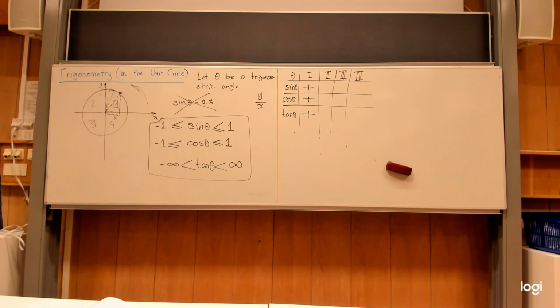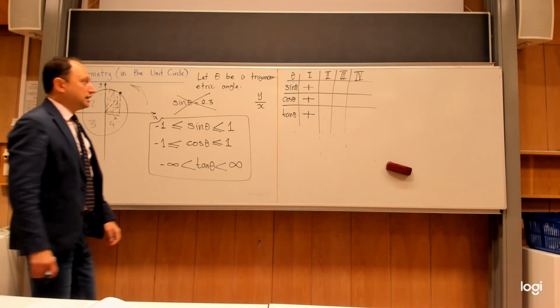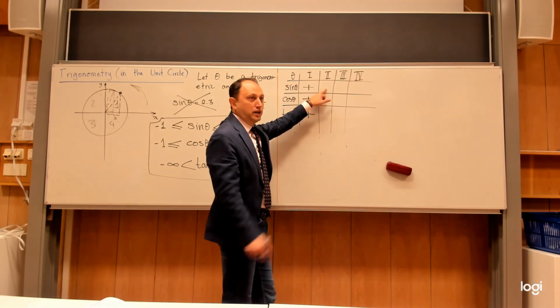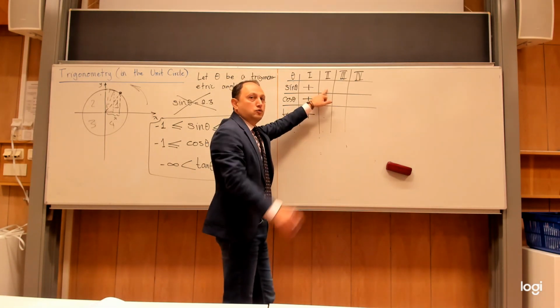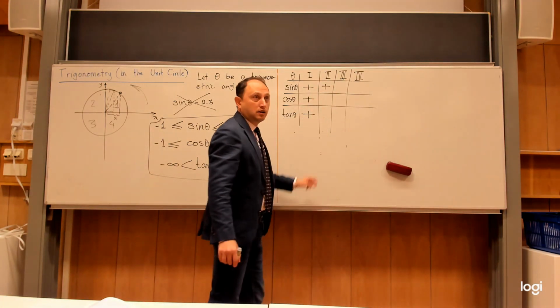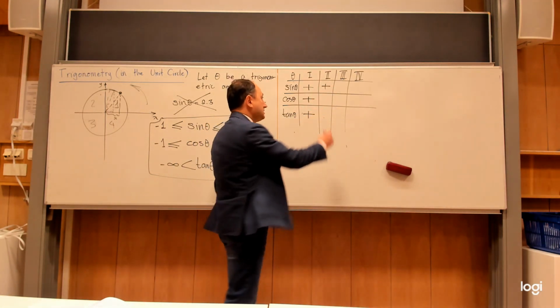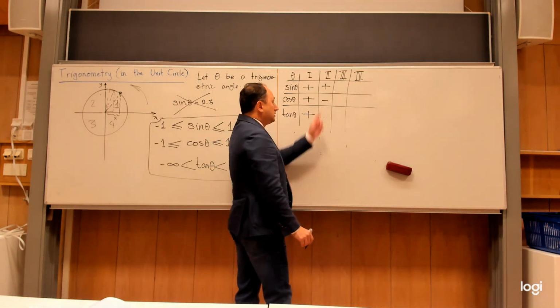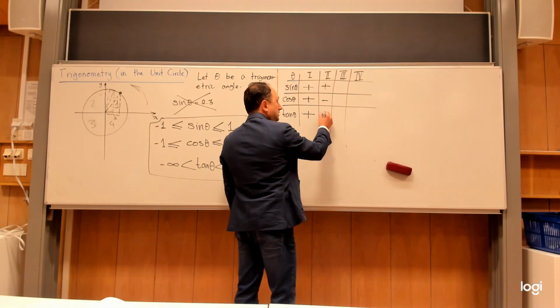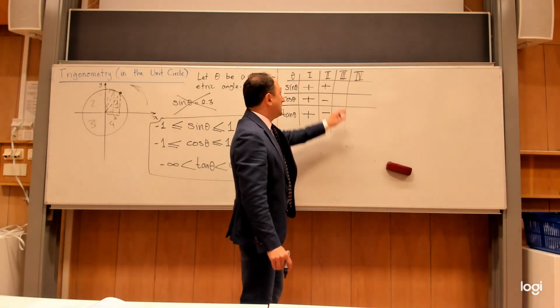Number 2. What is the first sign? Positive or negative? Imagine it in your head. You end up somewhere in the second quadrant. Positive or negative? Positive, because it is still the y value. Cosine? Negative. Tangent? Divide them, because y value divided by x value. It is negative.